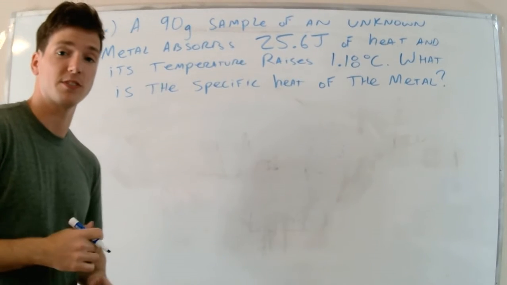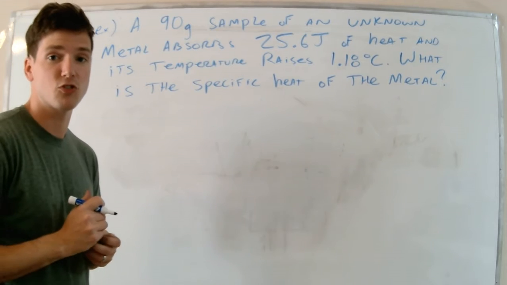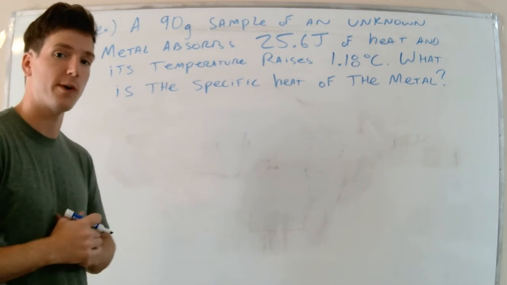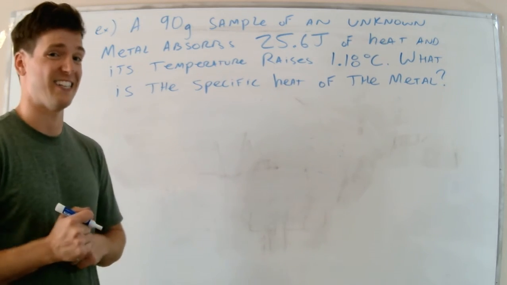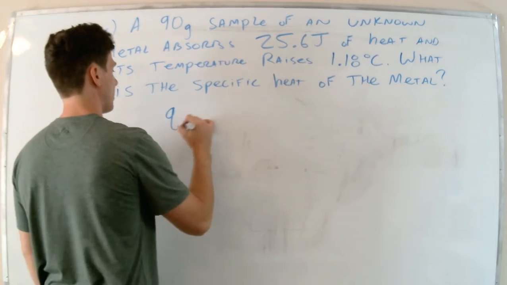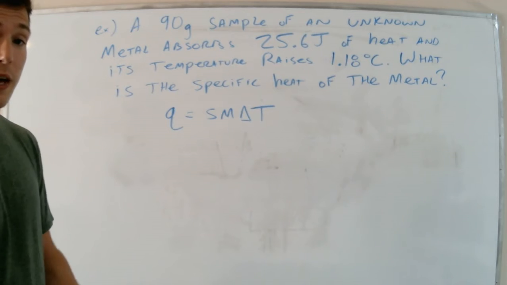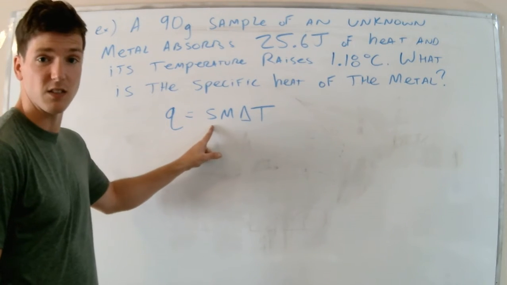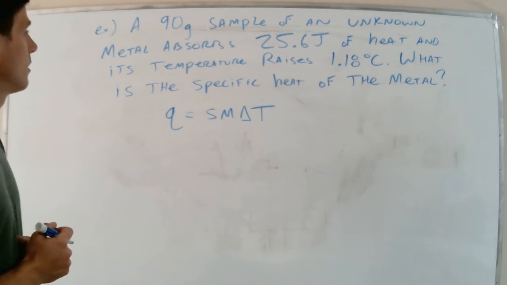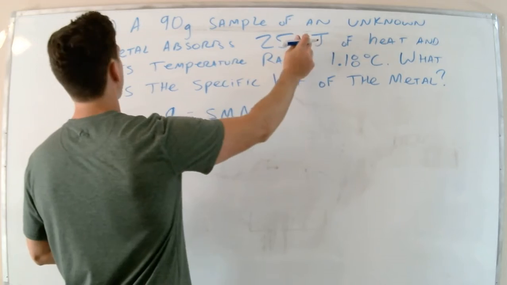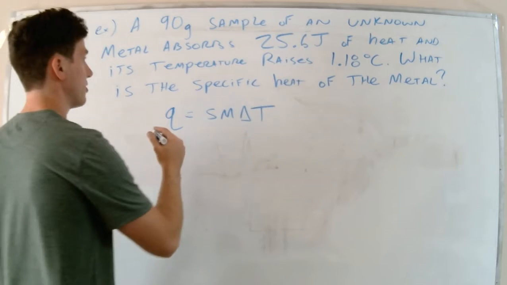So our next example says a 90-gram sample of an unknown metal absorbs 25.6 joules of heat, and its temperature raises 1.18 degrees Celsius. What is the specific heat of the metal? So once again, it's asking for specific heat. Well, the only equation we have that even involves specific heat is Q = S M delta T. So let's go ahead and plug in what we know. We're looking for specific heat, right? So we should be able to plug in Q, M, and delta T. Q is energy, right? This says absorbs 25.6 joules of heat, so that is our energy.